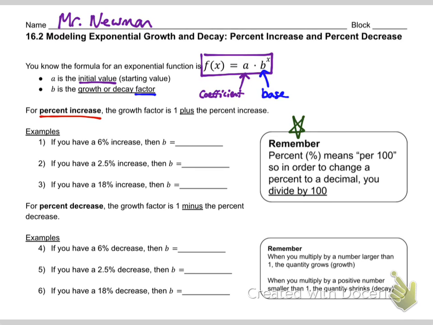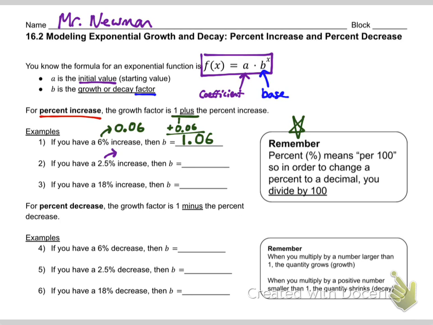Now remember that percent means out of 100. So in order to change percent to a decimal, which is what we're going to use to add, we need to divide that number by 100. So first of all, what is 6% in terms of a decimal? We'll divide 6 by 100 and you get 0.06. So 1 plus that decimal gives me the growth factor, which is b. So b is going to be 1.06. Notice 6% increase means 1.06 is what we're multiplying by over and over.